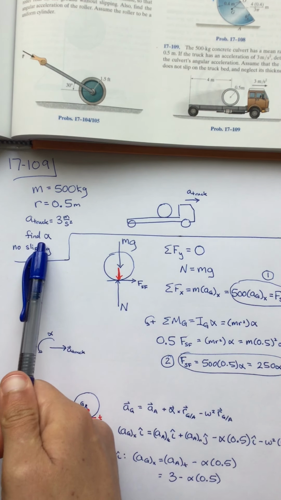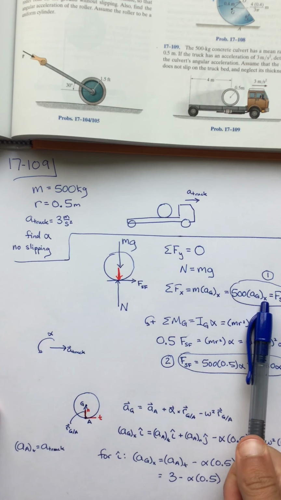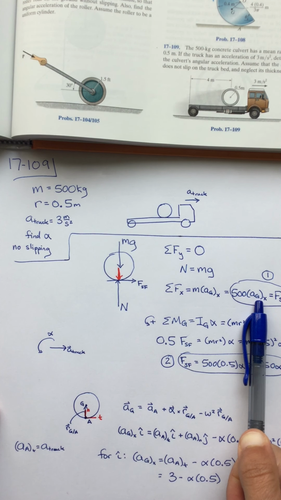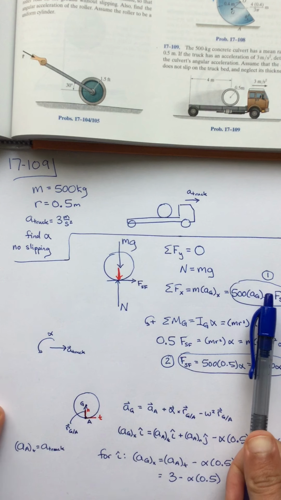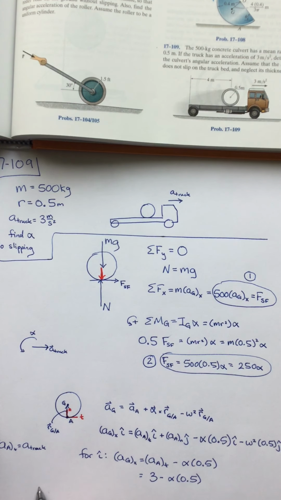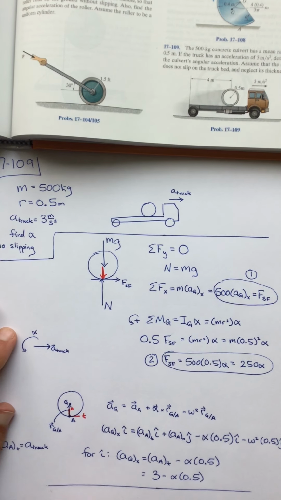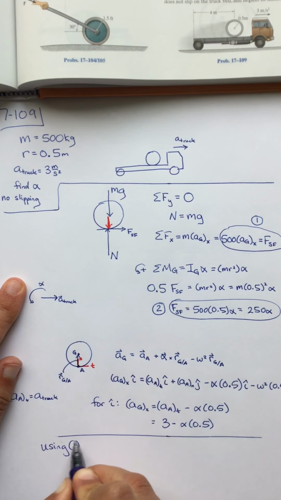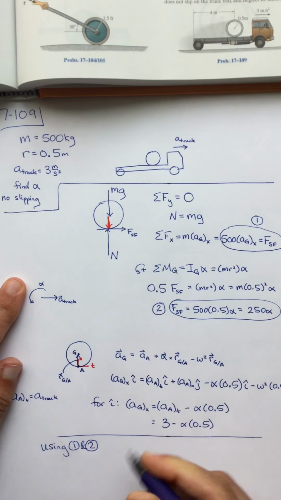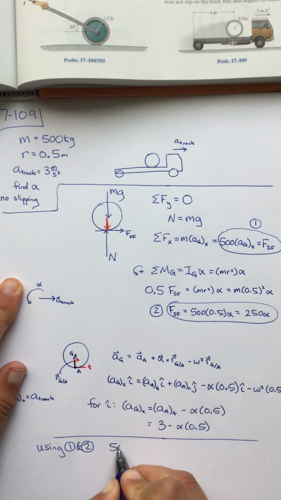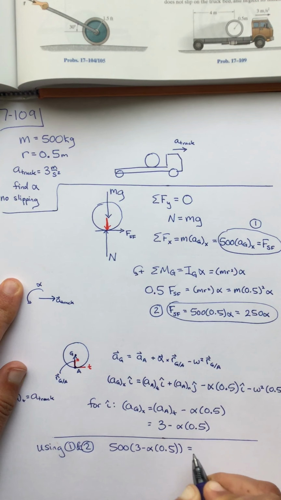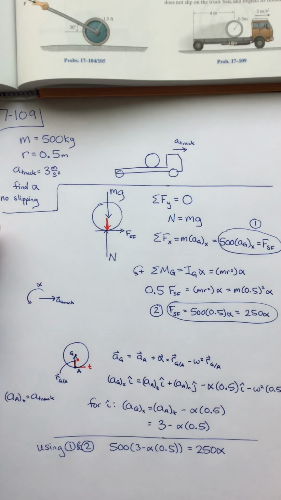And I was asked to find the angular acceleration, so I want to go back to equation 1 and put this in for the x component of the acceleration of the mass center in equation 1, and then I can set equation 1 equal to equation 2, and then I'll have my answer. So now using equation 1 and equation 2, I have from equation 1, 500 times (3 minus the angular acceleration times 0.5) is equal to equation 2, which is 250 times the angular acceleration.